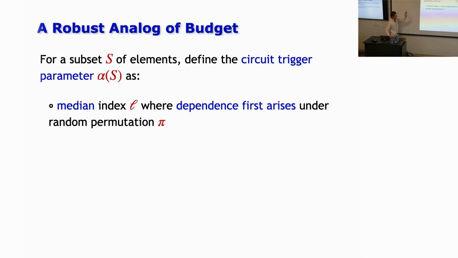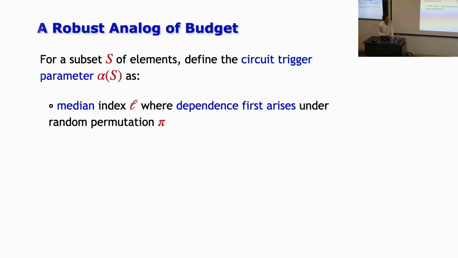Great. So this notion is probably the most key contribution. It's something called the circuit trigger parameter. Again, what is it? You have a matroid. Again, you have your ground set E. You have your independent sets I. And you're looking at some subset S of the elements in this matroid.